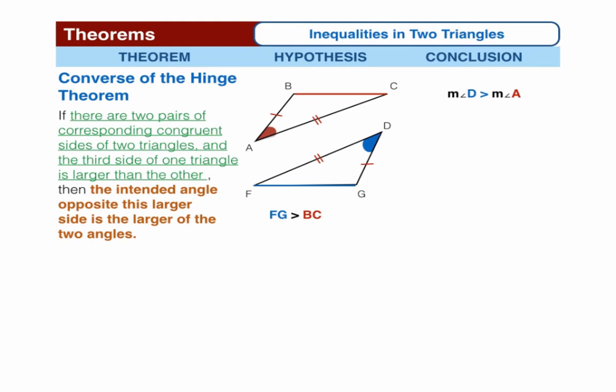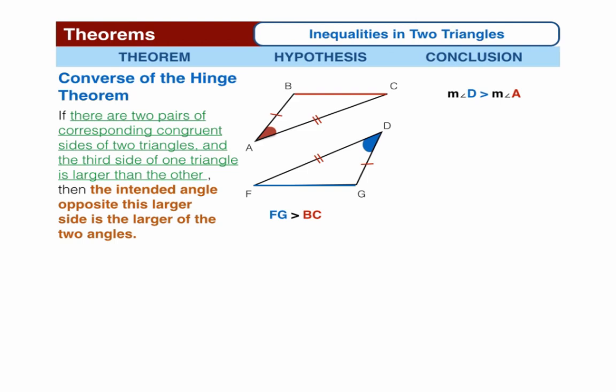Now here, AB is still congruent to DG, AC is still congruent to DF, that's given information. But here in the converse, I'm allowed to assume it's given to me that side FG really is larger than side BC. So this converse theorem allows me to conclude that the measure of angle D must be the larger of the two angles. So in other words, the measure of angle D is larger than the measure of angle A. Again, D and A are both included angles.